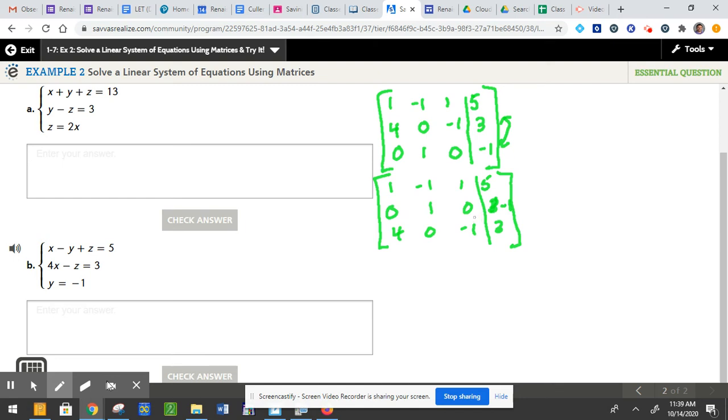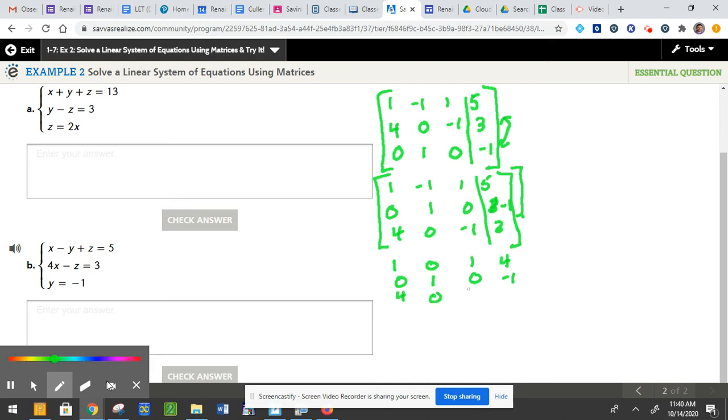Next step is I'm going to add the first two rows together. And what that's going to get me is a 0 in this spot. So my new first row is going to be the first and second rows added together. So I go 1, 0, 1, 4. And then my other rows are going to stay the same. So 0, 1, 0, -1, and 4, 0, -1, 3.